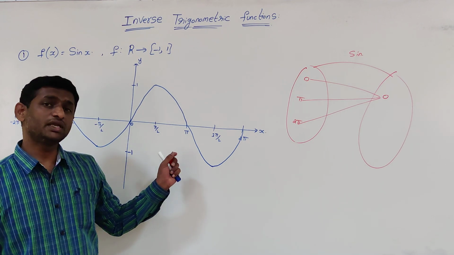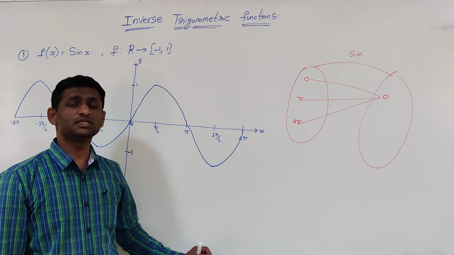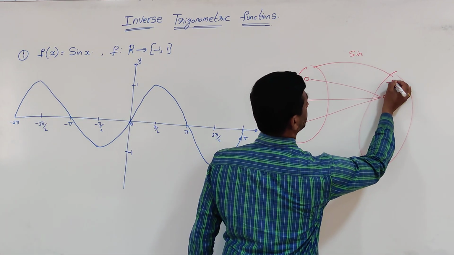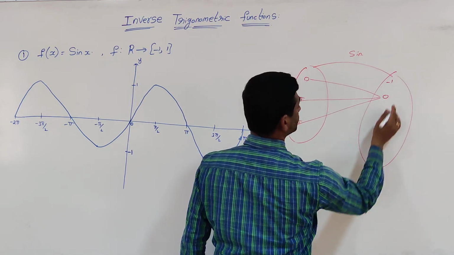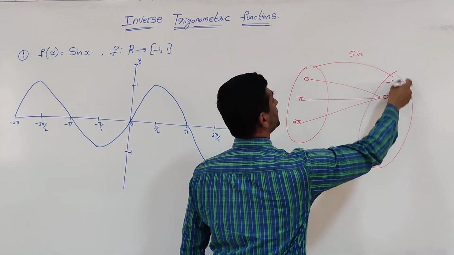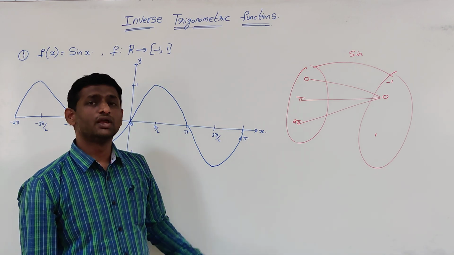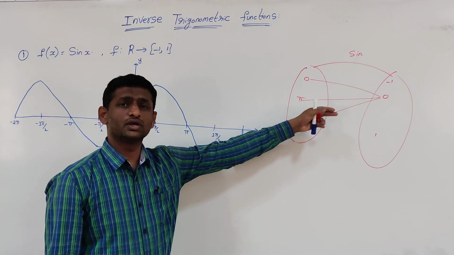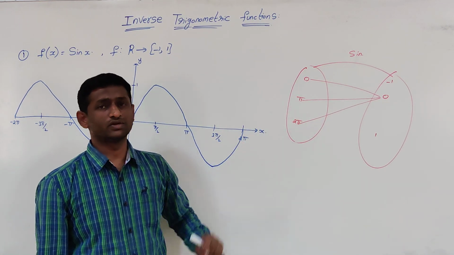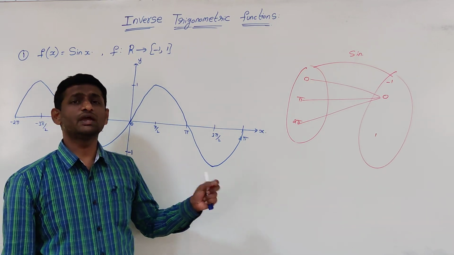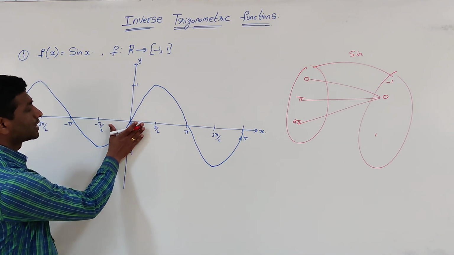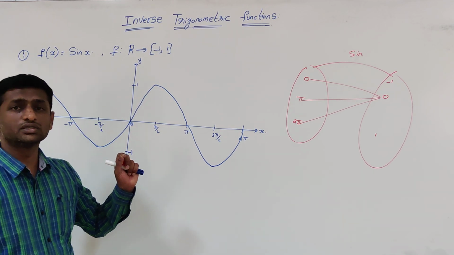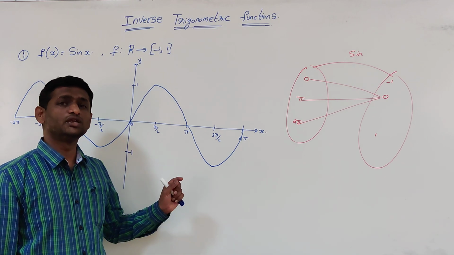And sin theta is an onto function. Onto function means if the range is -1 to +1, all the elements of the range will have at least one pre-image in the domain. So sin theta is onto, but it is not 1-1. In order to make it a 1-1 function, we have to restrict the domain in such a way that sin theta should be bijective.